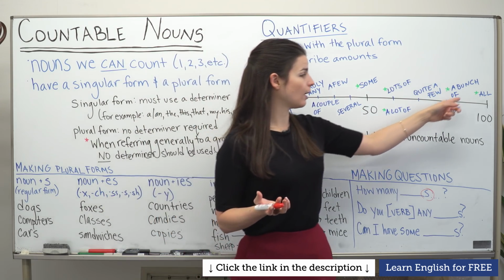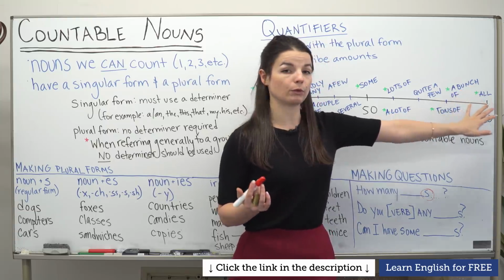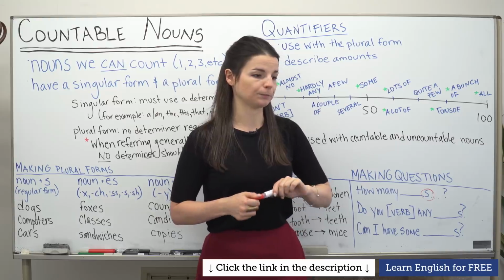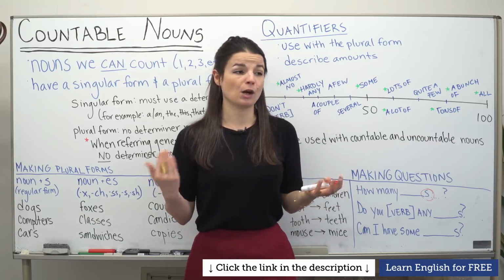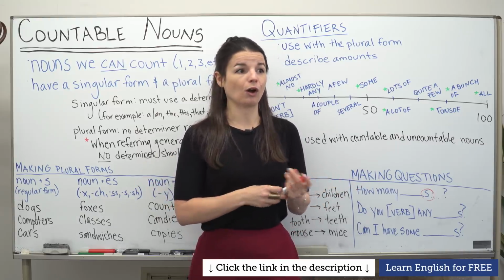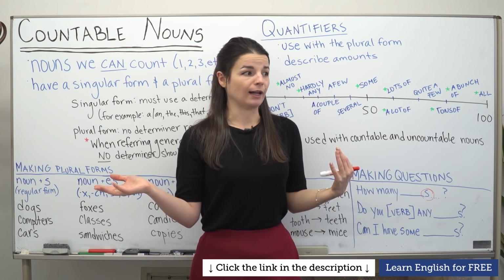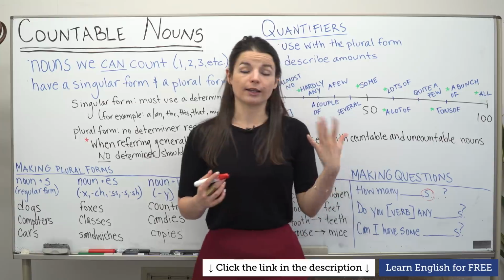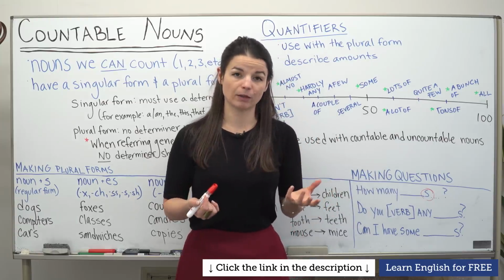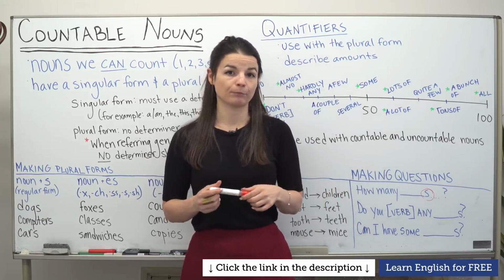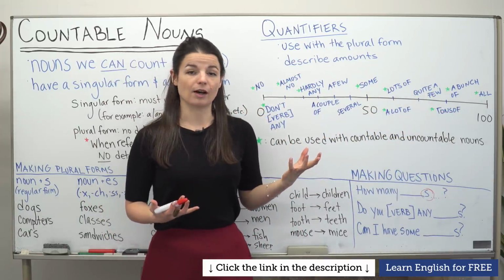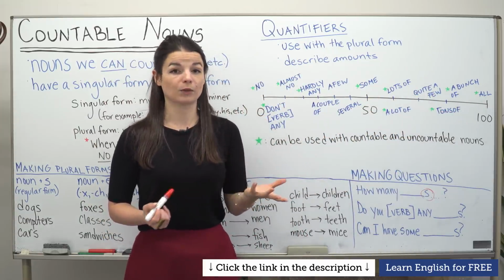And finally, we can use the word all with countable nouns. Like, for example, maybe all the children went to school today, or all the women in the room left suddenly. So we can use all with countable nouns. Just again, please make sure to use the plural form with these. So all of these are some examples of quantifiers we can use with countable nouns.